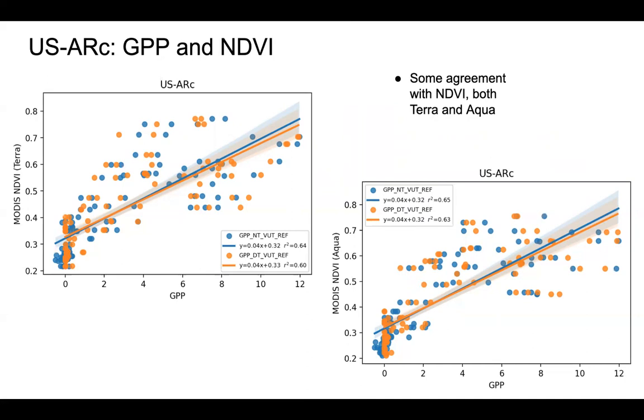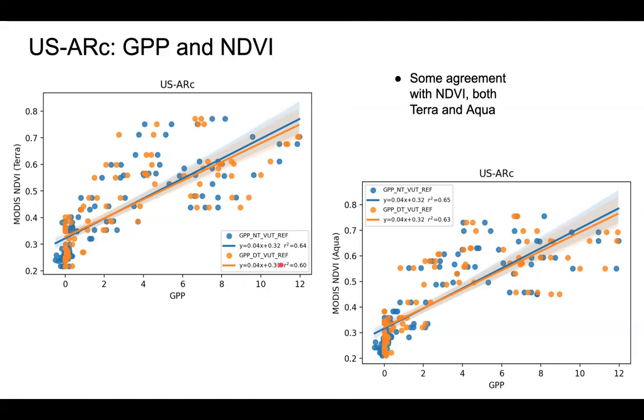Here, the two plots are showing GPP on the x-axis and NDVI on the y-axis. The one on the left is for Terra, the one on the right is for Aqua. These are the two satellites carrying these MODIS instruments and generating MODIS products. And the two colors in the plot are just the two versions of the partitioning that we use to generate GPP: the nighttime and the daytime method, in blue and red here.